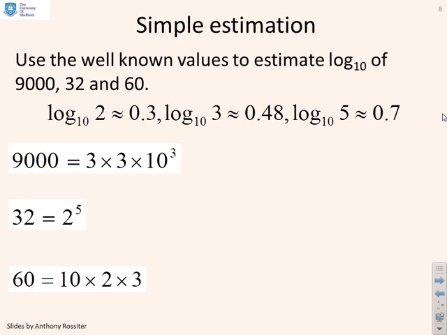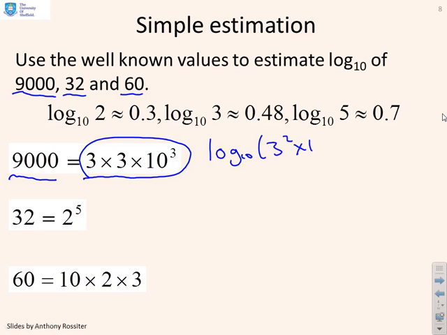So here are some examples of how you can use simple estimation to estimate the log of some perhaps messy numbers. So I've said, right, we want to find 9,000, 32 and 60. To get 9,000, I just write it as a product of numbers I know. So 3 times 3 times 10 cubed, because now if I do log 10 of 3 squared times 10 cubed, that's the same as 2 log 10 of 3 plus 3 log 10 of 10, which I can do by inspection because I know log 10 of 3 and I know log 10 of 10.